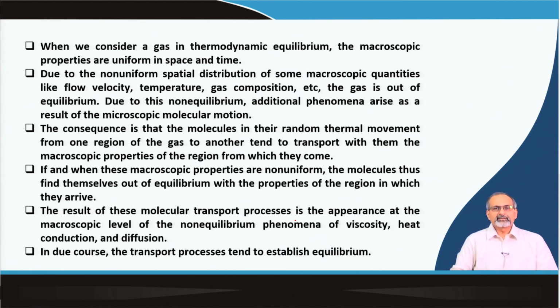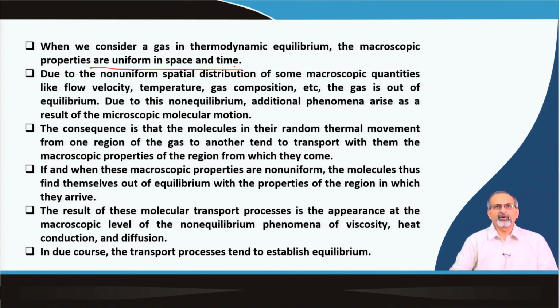When we consider a gas in thermodynamic equilibrium, the macroscopic properties are uniform in space and time. Let us say the temperature, the pressure, the density of the gas from point to point within the region of interest are all uniform.